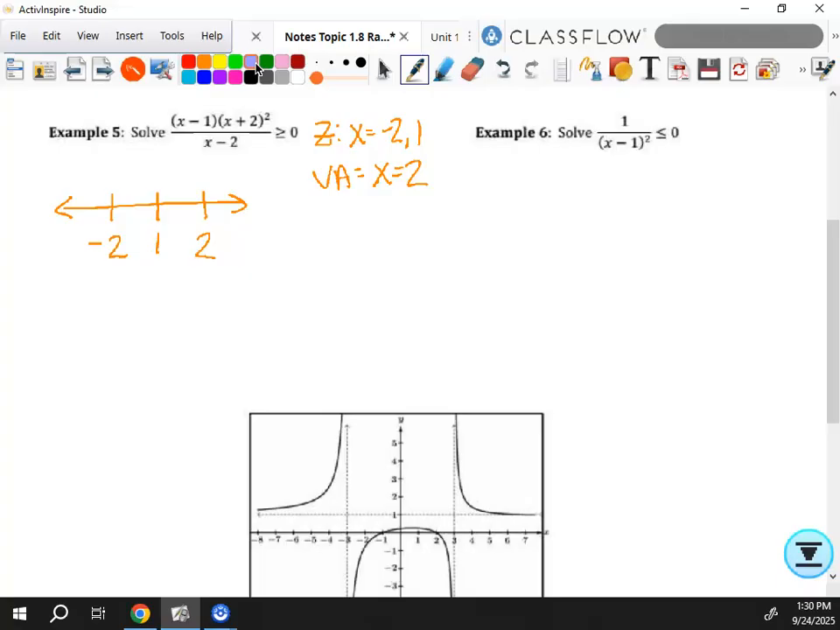Is -2 open or closed? Closed. Is 1 open or closed? Closed. Is 2 open or closed? Open. Okay, because 2 is the vertical asymptote, and my sign implies closed for these. Okay, we're all good? All right, go ahead and do your sign chart. You can do that without me talking you through it.